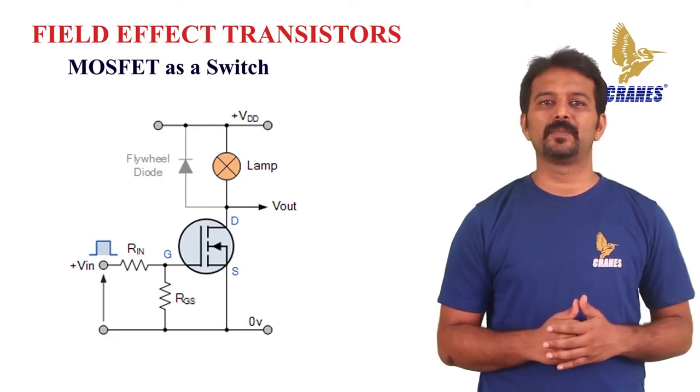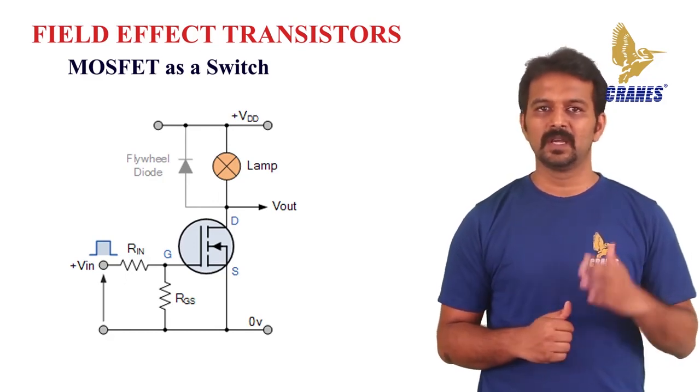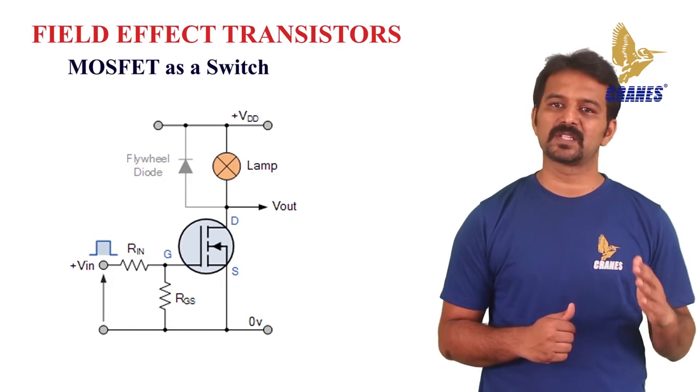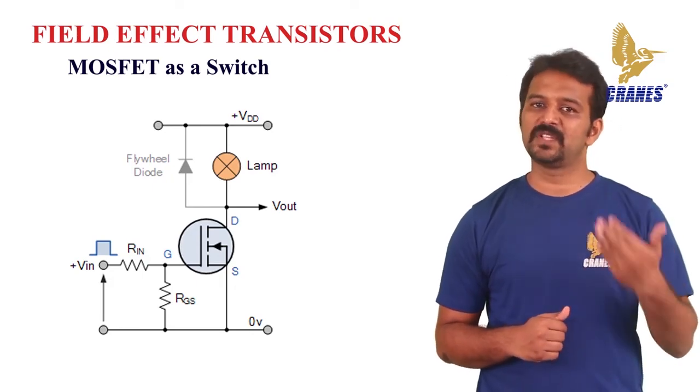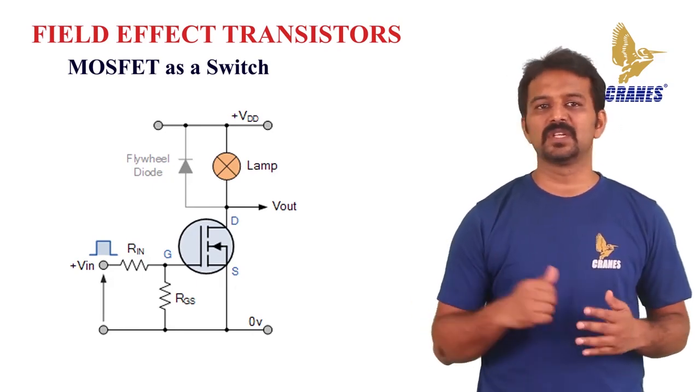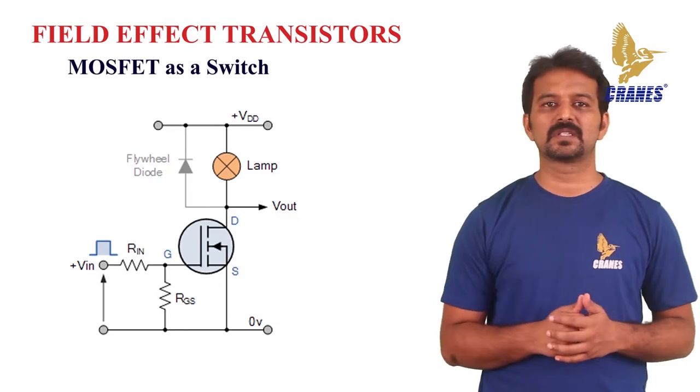For the MOSFET to operate as an analog switching device, it needs to be switched between its cutoff region, where the VGS is 0, and the saturation region, where its VGS is plus V.